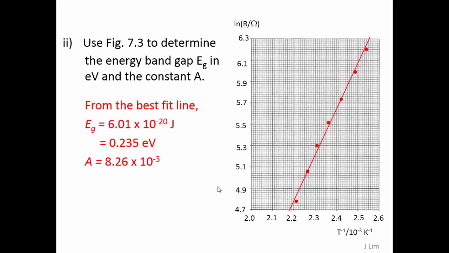From the baseline fit, these are the two values. EG will be 0.235 electron volts and A is 8.26 times 10 to the power minus 3.